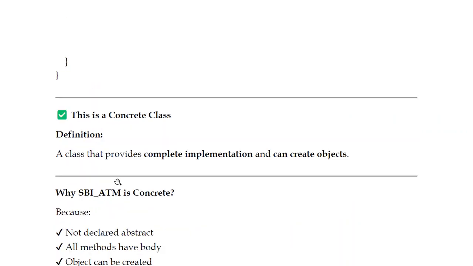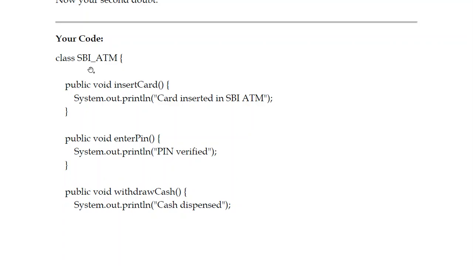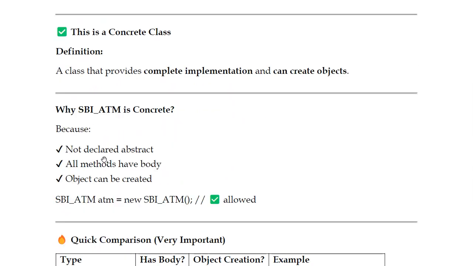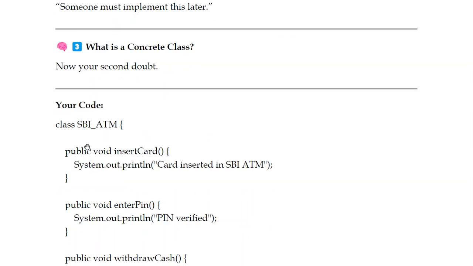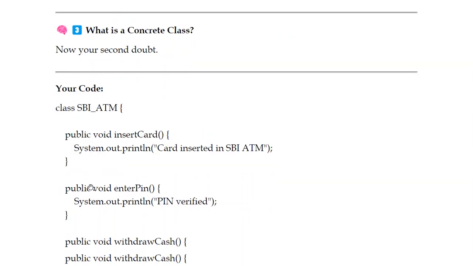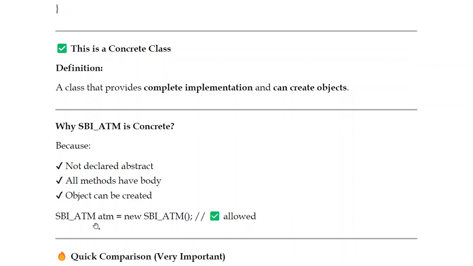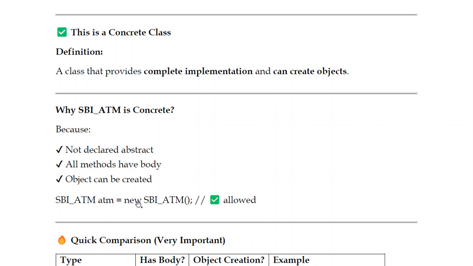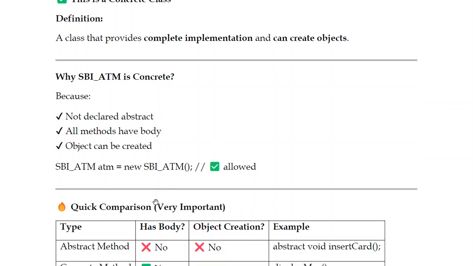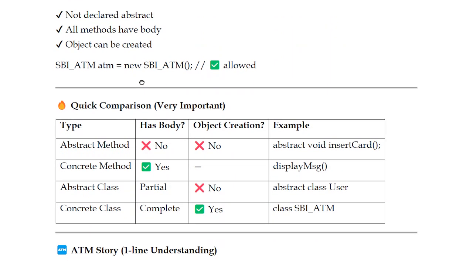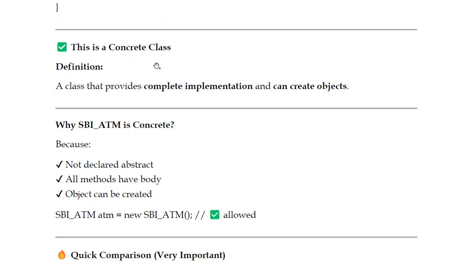So why is the SBI ATM class a concrete class? It is not declared abstract. You are not declaring it as abstract because abstract means only the declaration is present. Here there is no abstract, and all methods have the body. An object can be created like this: SBI ATM, object reference variable equals new SBI ATM. As usual, you are creating the object here. The object reference variable is ATM. So this is the concrete class definition: a class that provides complete implementation, or complete definition, and can create objects.